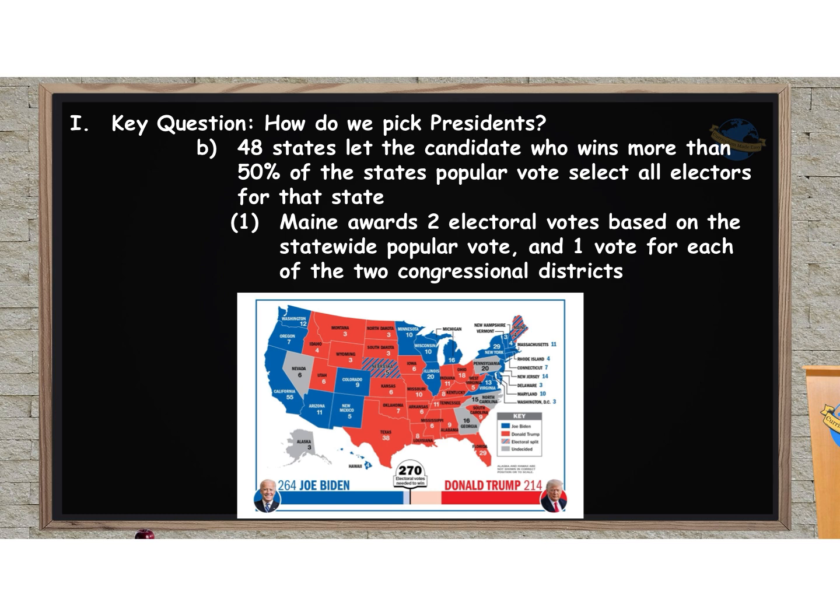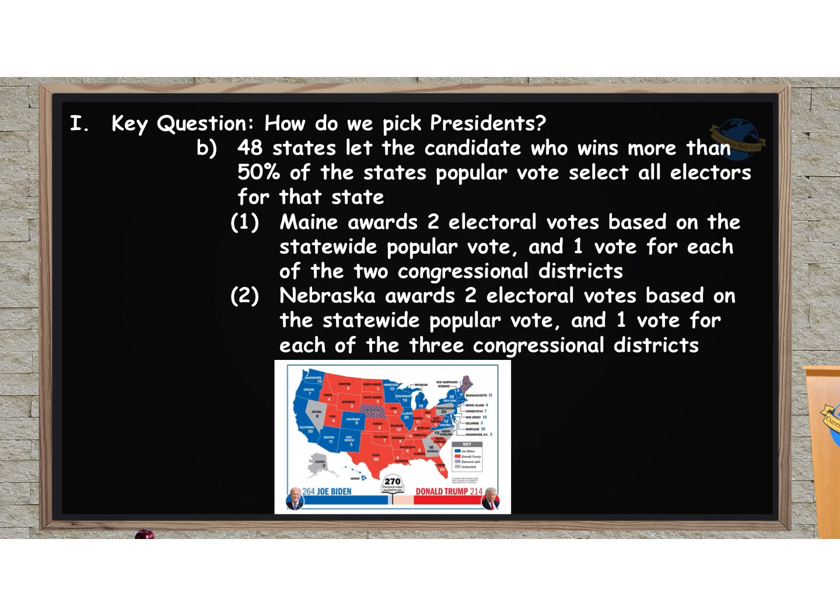Complicated? I know, but you might want to rewind and listen to that a couple times to make sure you really understand that, or come and ask questions. Nebraska awards 2 electoral votes based on the statewide national popular vote, but then they have 3 congressional districts where those votes are given to a candidate based on whoever wins the popular vote in that congressional district.